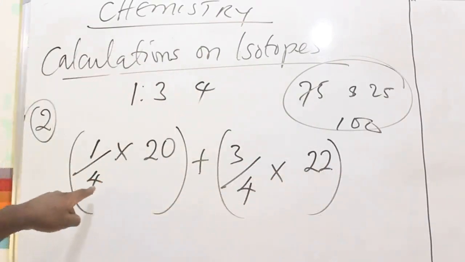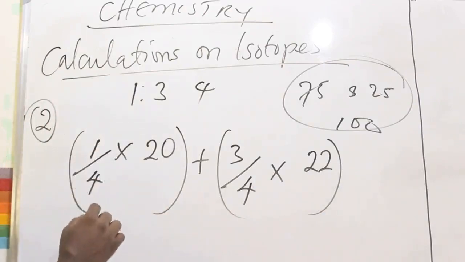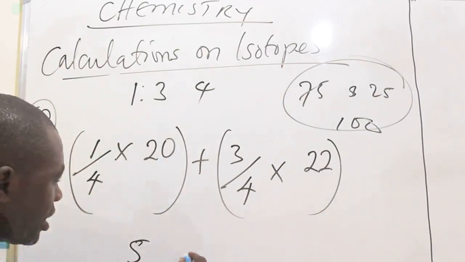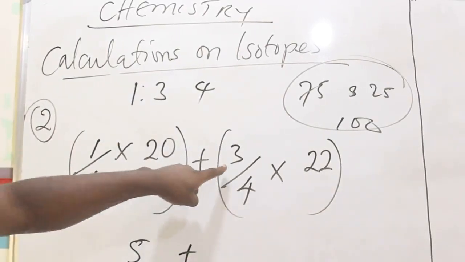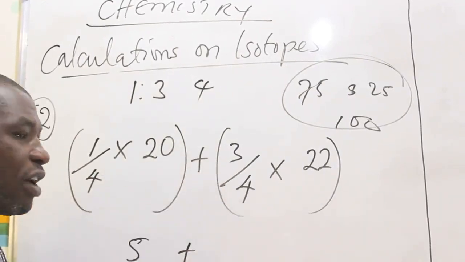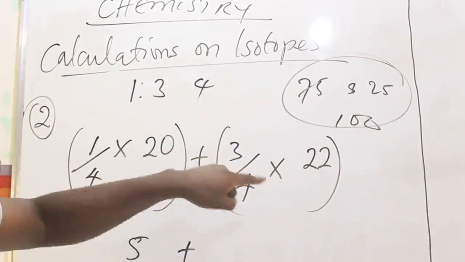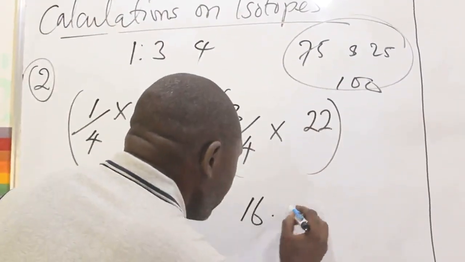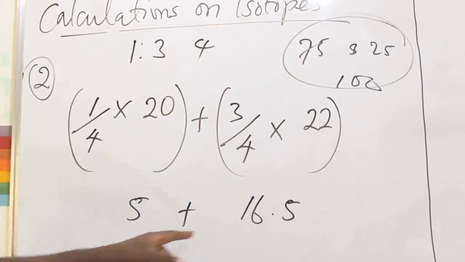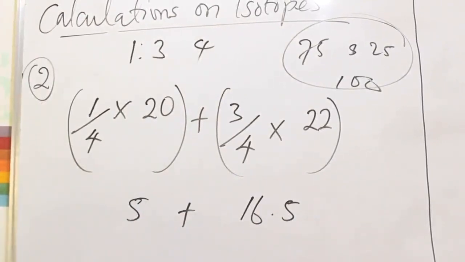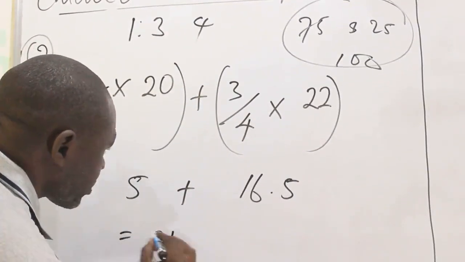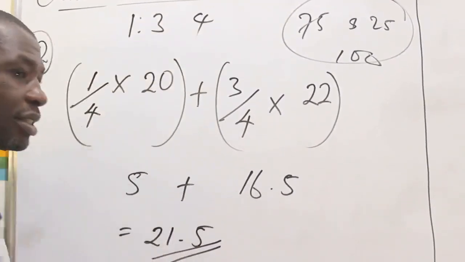If you do this division, 1 divided by 4, it will give you 0.25. And by the time you multiply by 20, that will give you 5. Plus this. If you divide 3 divided by 4, that will give you 0.75. You multiply it by 22, that will give you 16.5. Then you add the two masses together, that will give you what? 21.5. And that is your final answer.